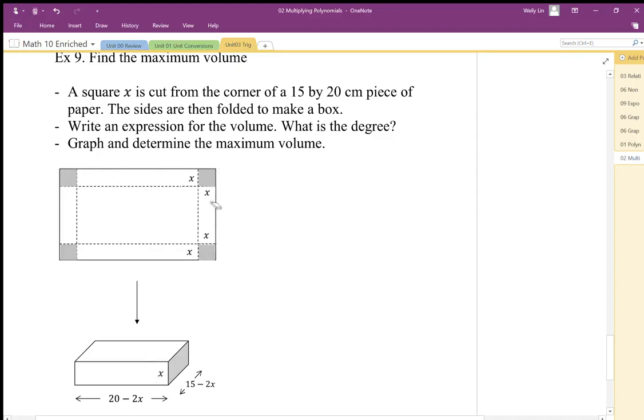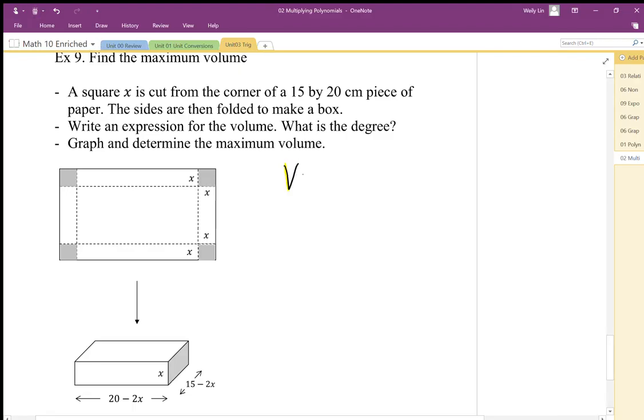I start with 15 here, I take off 1x from this side, 1x from this side, so this edge length ends up being 15 minus 2x. And when I fold it up, I get a height of x. So the expression for the volume of this box ends up looking like this.